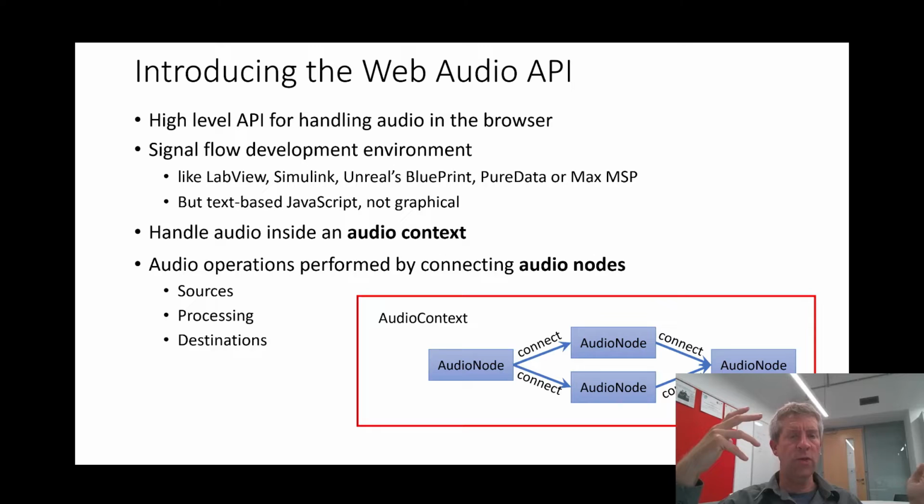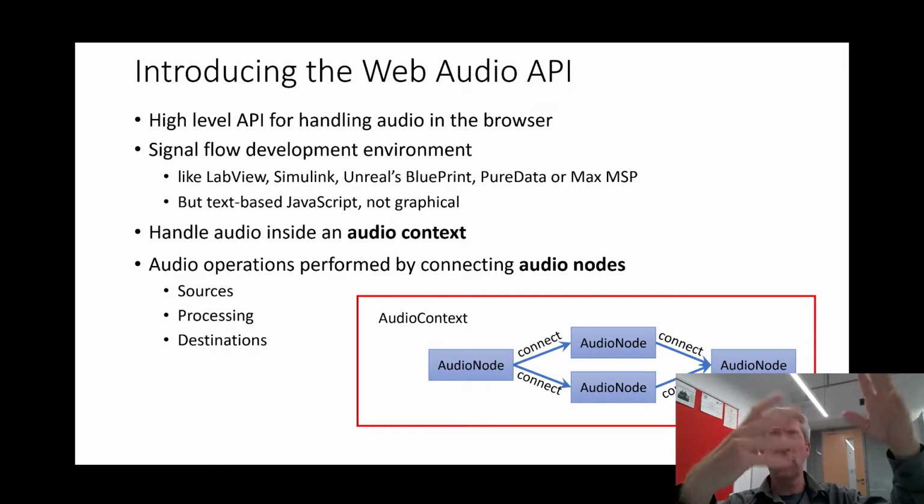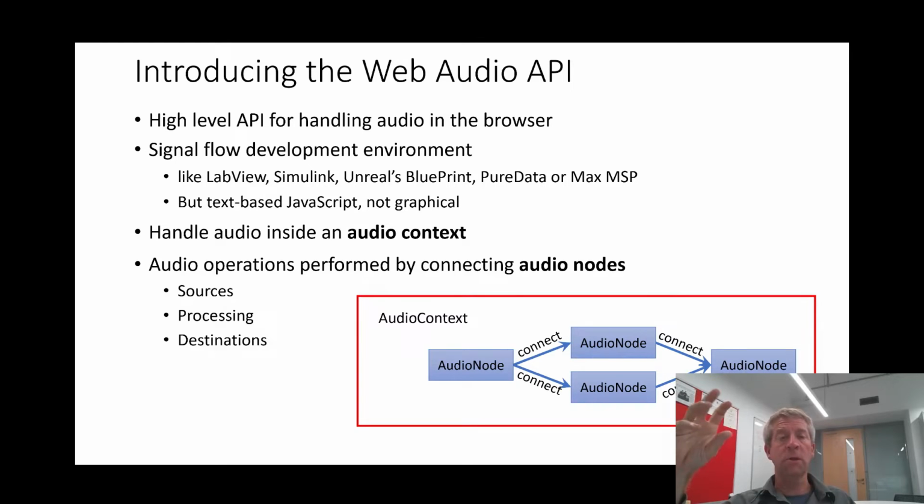So if you're familiar with things like LabVIEW or MATLAB's Simulink, Unreal, the game engine, its Blueprint or Pure Data or Max MSP, they're all based on signal flow. Some signal, some data goes in one place, gets processed or modified, goes out to another place, perhaps gets rendered, and so on. One difference is that the Web Audio API is text-based, it's JavaScript. So it's not graphical. You aren't actually moving blocks around on a screen to do the programming. You're typing it in. There are tools to do graphical programming on top of it, but that's not its core.